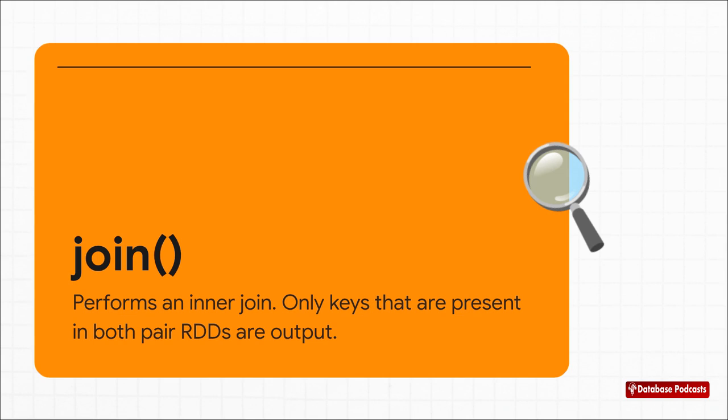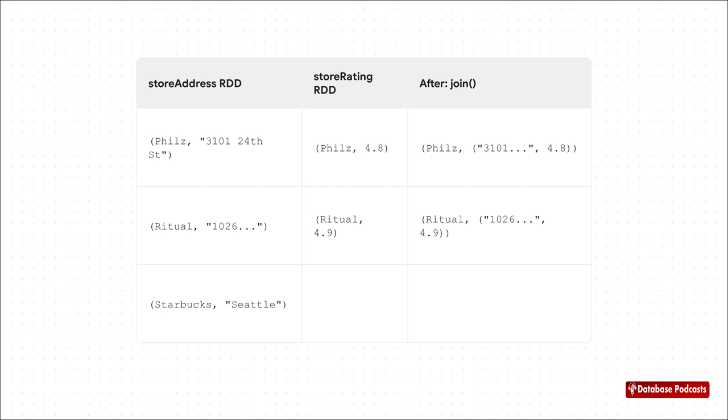If a key is in one but not the other, it gets dropped. Gone. This example makes it totally clear. So we've got addresses for Phil's, Ritual, and Starbucks, and we have ratings for Phil's and Ritual, but oops, nothing for Starbucks. When we run the join, you can see the result. The address and rating for Phil's and Ritual get combined into a new pair. Perfect. But notice who's missing. Starbucks. It's gone because it didn't have a matching key in the rating RDD. That's a textbook inner join.